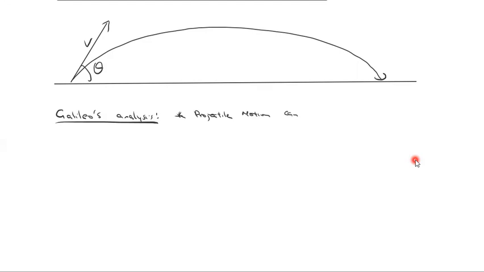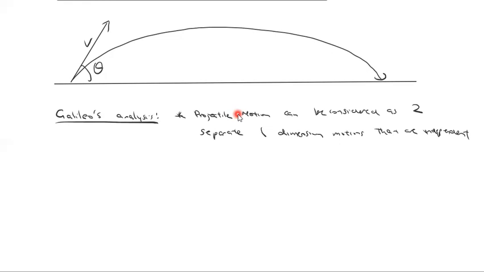It's obviously a 2-dimensional motion if we throw it at some angle, but projectile motion can be considered as 2 separate 1-dimension motions that are independent. So we're basically saying that the horizontal and the vertical are independent. So we can consider the horizontal motion, which is 1 dimension, and your vertical motion separately.